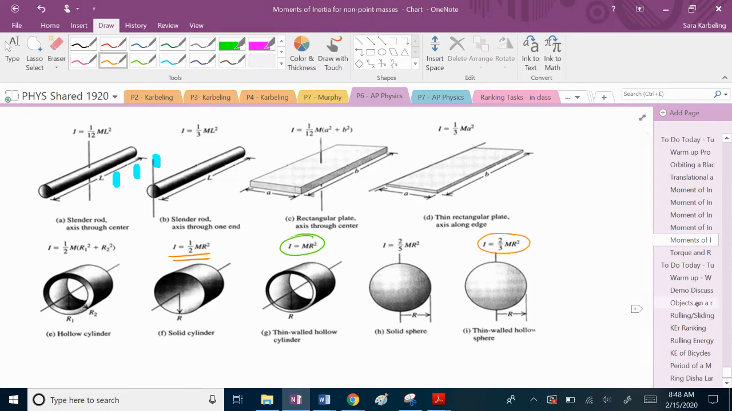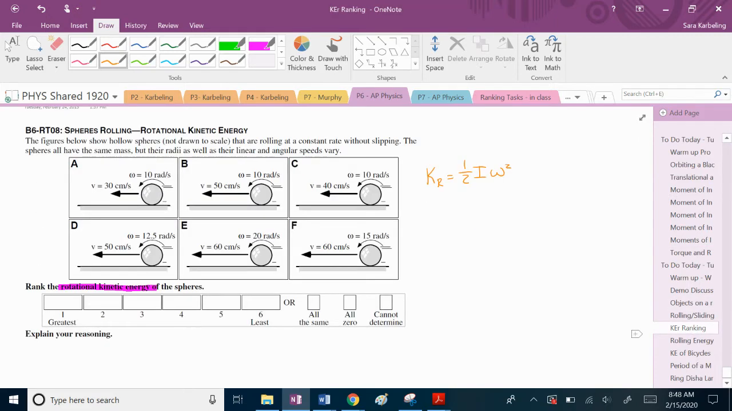Now, just as I'm going back here, because they're all the same, the 2/3 doesn't matter. But I'm going to go ahead and write it in here just so that we've got it. So we've got 1/2, and then we've got 2/3 mr squared times r omega squared.